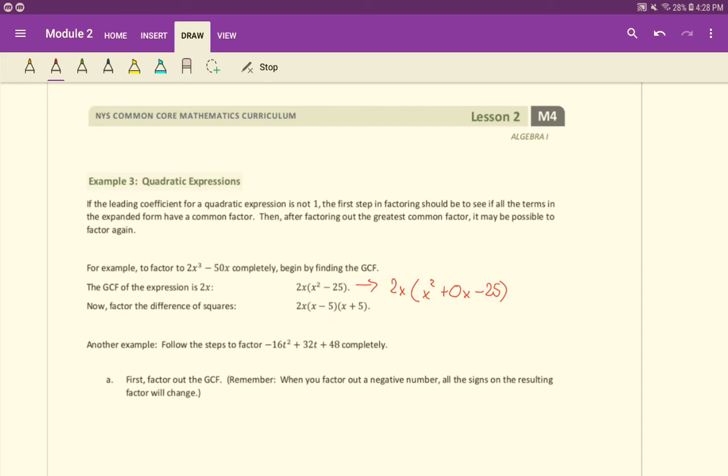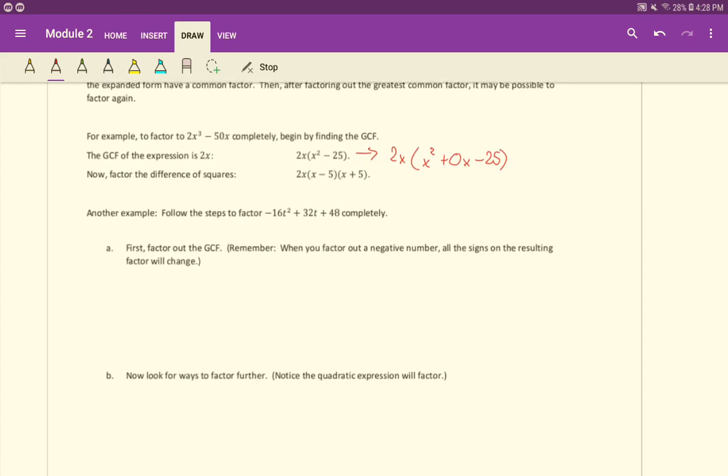All right, so let's try this for another problem right here. This is the polynomial we want to factor. So is there a GCF? Is there something we can divide all three of these numbers by?